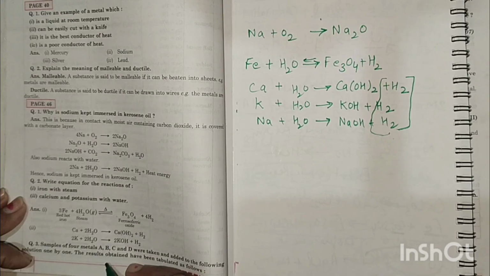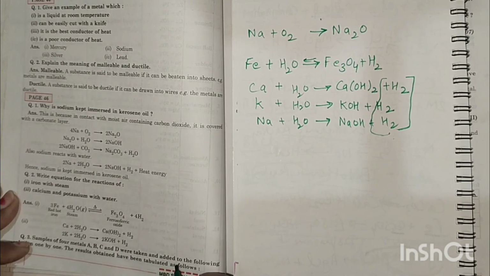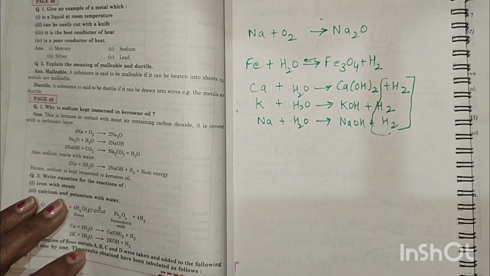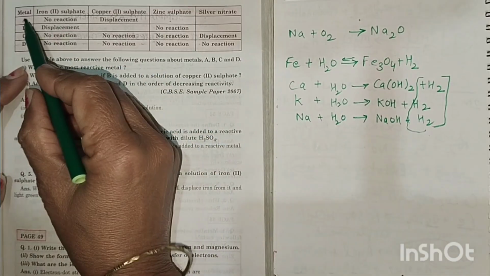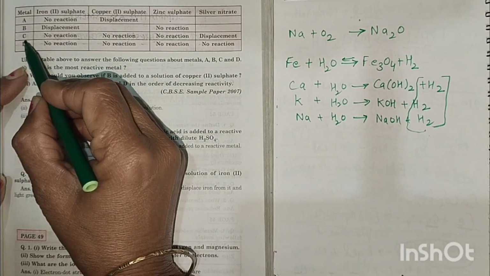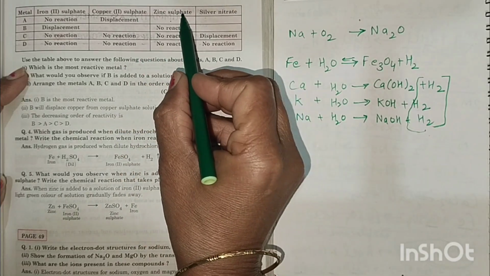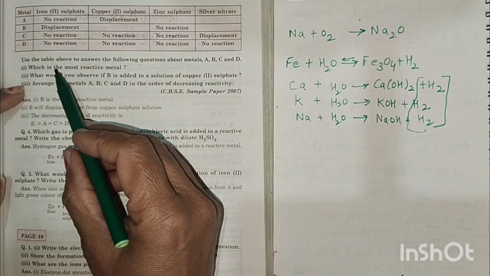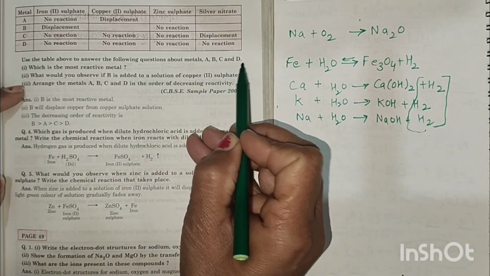Next question. Samples of four metals A, B, C and D were taken and added to the following solutions one by one. The results obtained have been tabulated as follows. You observe the table here. These are the four metals A, B, C and D. Here are iron sulfate, copper sulfate, zinc sulfate and silver sulfate. Now use the table above to answer the following questions about metals A, B, C and D.